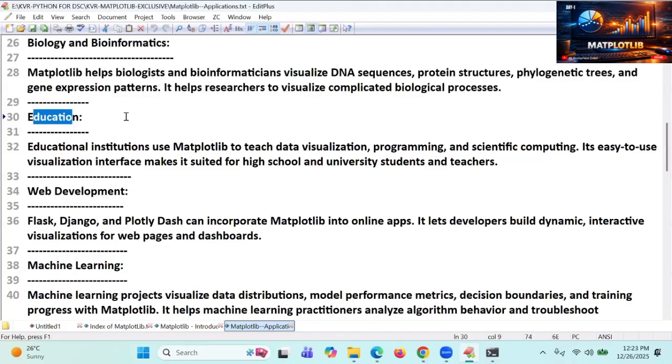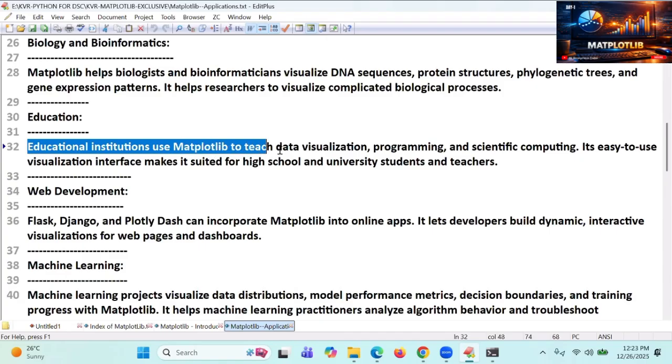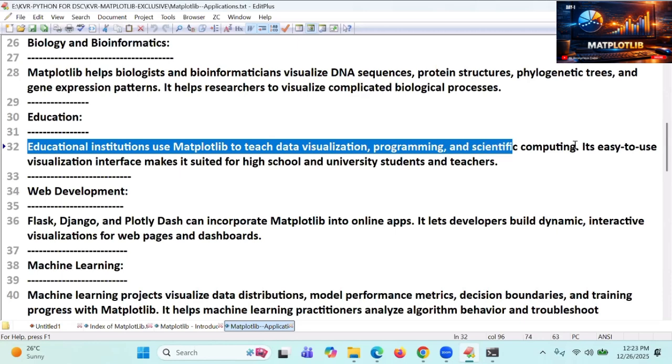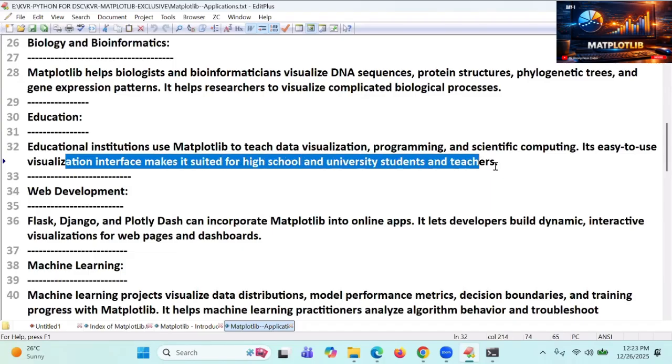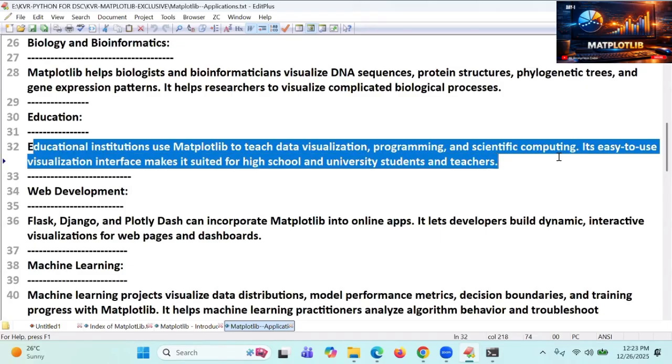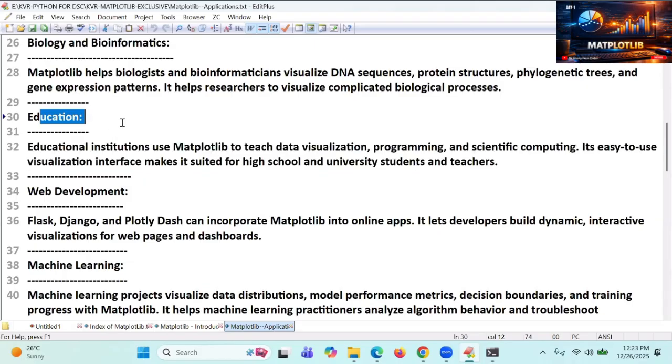In education, as I already said to you, educational institutions use Matplotlib to teach data visualization, programming, and scientific computing. Its visualization interface makes it suited for high school and university students and teachers for their progress and assessments in all kinds of things. An educational institution can use these visualization tools.